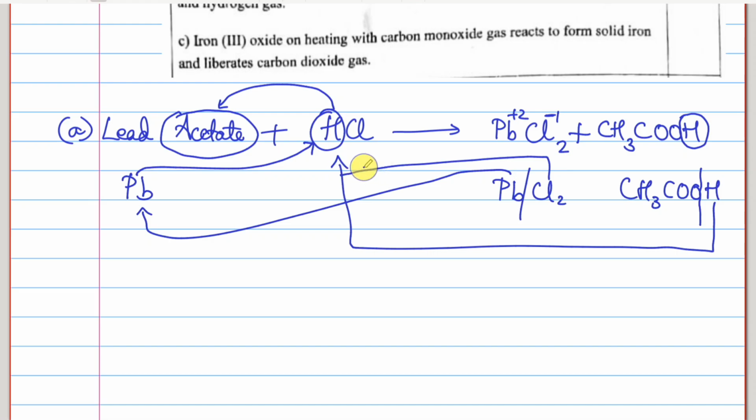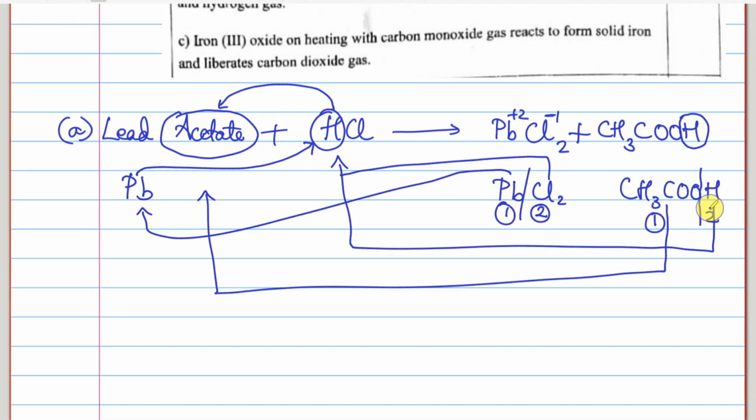This Cl is again from HCl. So this CH3COO should be from the first reactant, right? So this is from the first reactant. This is from the second reactant. This should be from the first reactant. This will be from the second reactant, right? So by using this logic, we can now form the molecular formula for lead acetate.